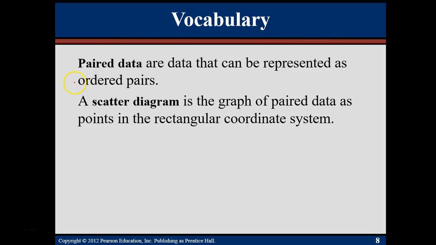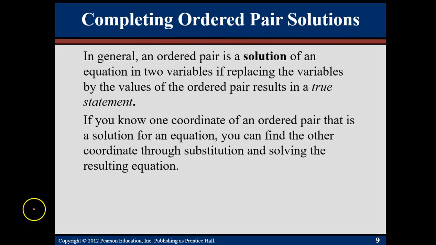Another way to talk about ordered pairs is paired data. And if you have multiple sets of paired data, you can put it all in one plot, kind of like what we did before, and make a scatter diagram. Sometimes they give you the points to graph. Sometimes you have to generate them yourselves. An ordered pair represents a solution to an equation.